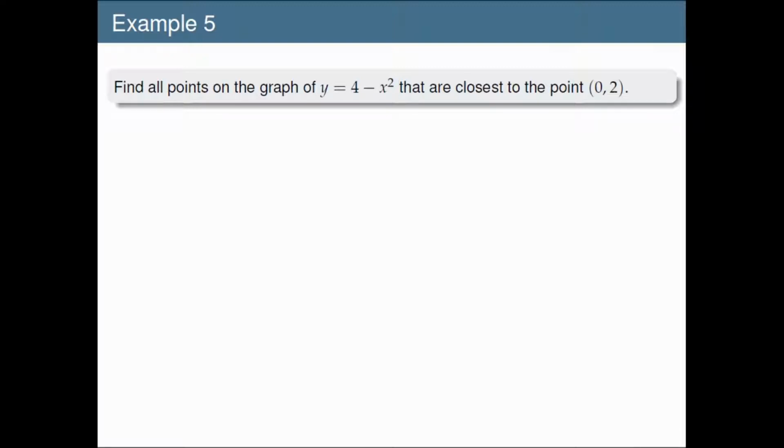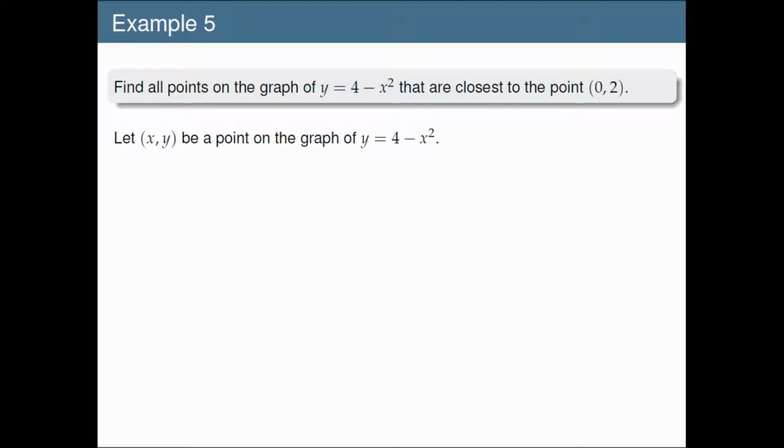We continue this lecture by this example. Find all points on the graph of y equals 4 minus x squared that are closest to the point (0, 2). Before we solve this problem, try to understand the problem. Let's now solve this problem.